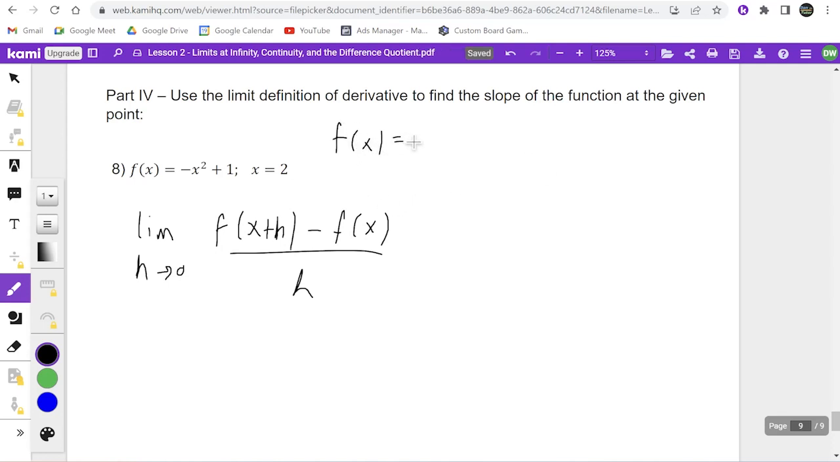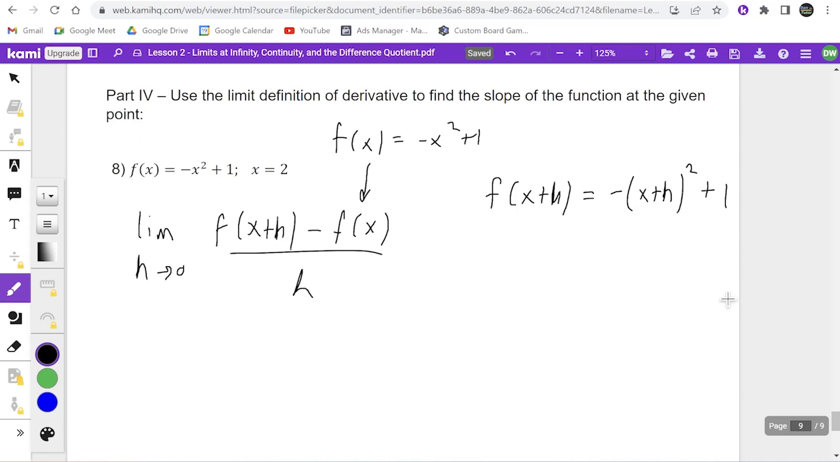F of x is just the function negative x squared plus 1. We're going to plug that in right there in a minute. But first we have to find f of x plus h. Go ahead, take a few seconds, don't say it out loud. Try to tell me f of x plus h on your own. If you get stuck, I'll give you the answer in 15 seconds. If you're watching the recording, try it on your own. Okay, time's up. I'm not sure if that was 15 seconds or not. Frankly, doesn't matter. The answer is negative parenthesis x plus h close parenthesis squared plus 1.